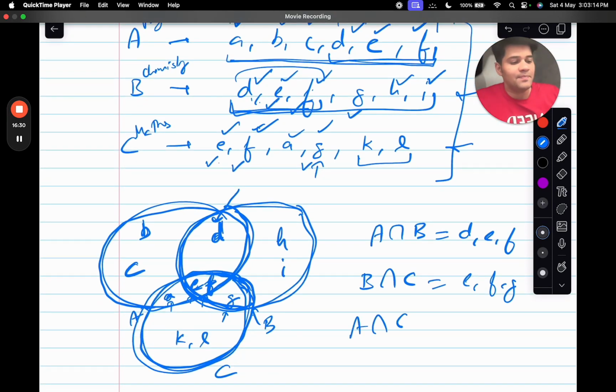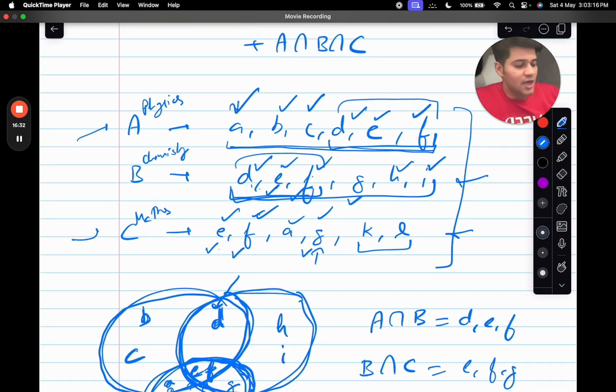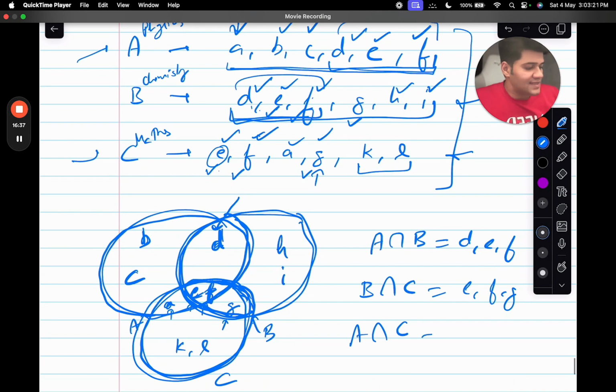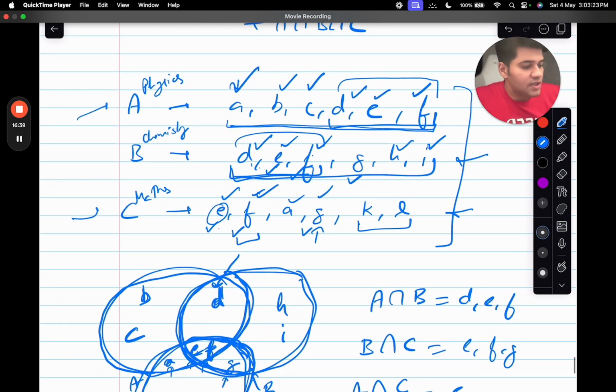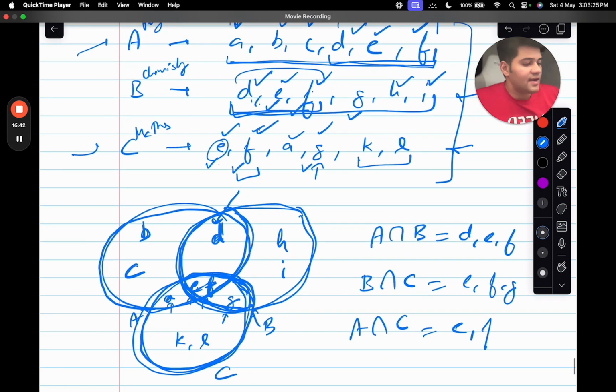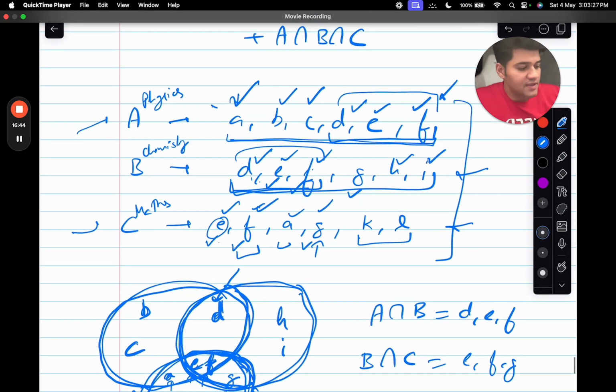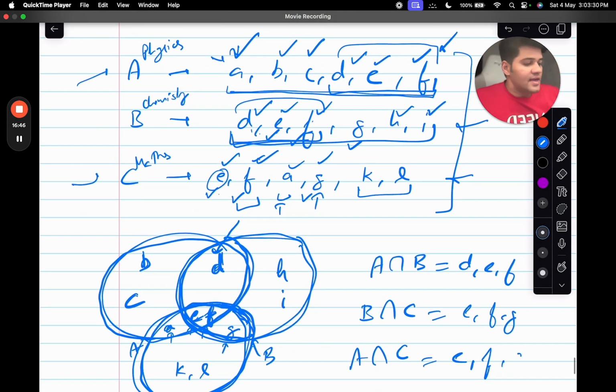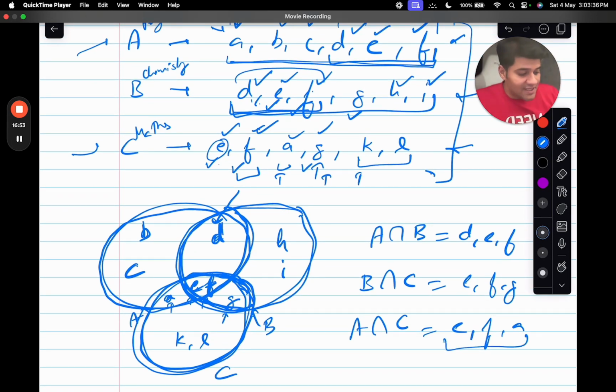Now A intersection C, let us pick it from here first. Is E a part of both? Yes. So that has E. Is F a part of both? Yes. So F would be there. Is A a part of both? Yes. So A would be there. Is G a part of both A and C? No, G is not there. K is not there. L is not there. So EFA. And let us confirm from the diagram. Yes, I see. This is set C and the above one is set A, and I see A, E and F in the common part.